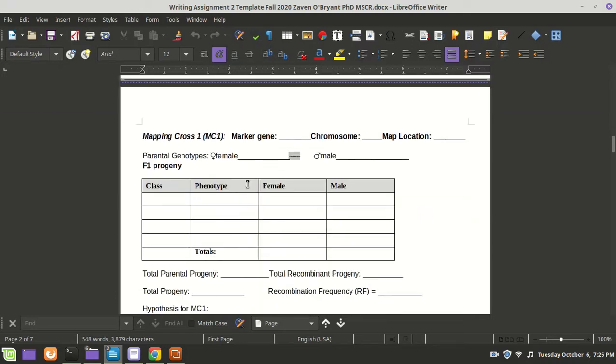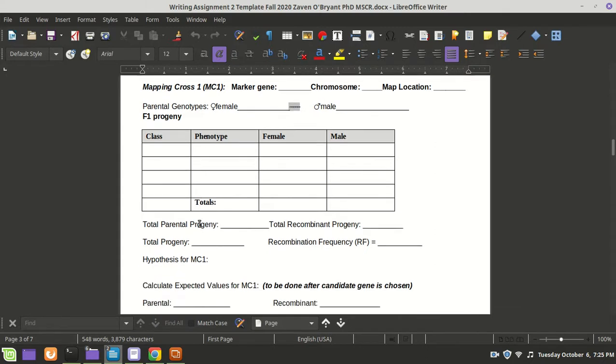And you need to know your marker genes, chromosome and location, and this is going to be, well, they're calling it mapping cross here, so you need to know what goes in each of these, and the location of your marker gene. And then you need to run these again and get your total progeny, your recombinant.